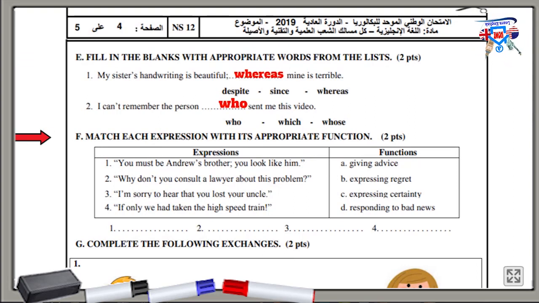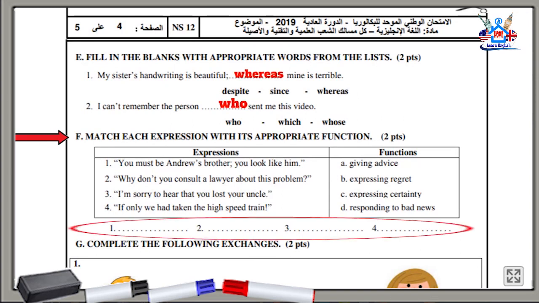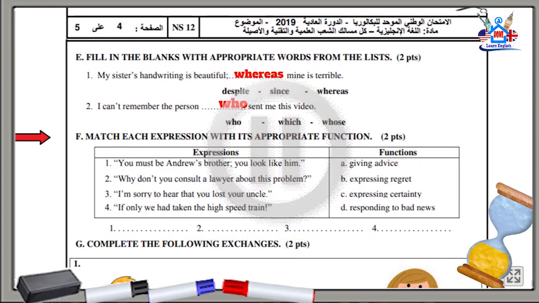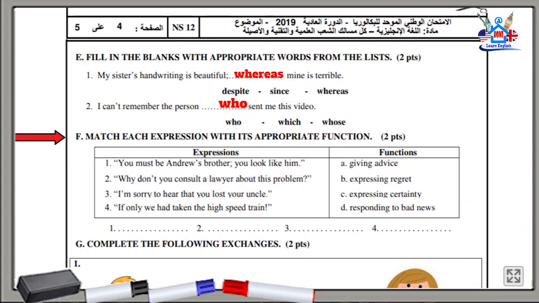Exercise F and G are both communication exercises. The question of exercise F is: match each expression with its appropriate function. Don't forget, it's better, you're right, the answers in the gaps in 1, 2, 3, and 4. I give you 3 minutes to think about the answer, then we correct together.